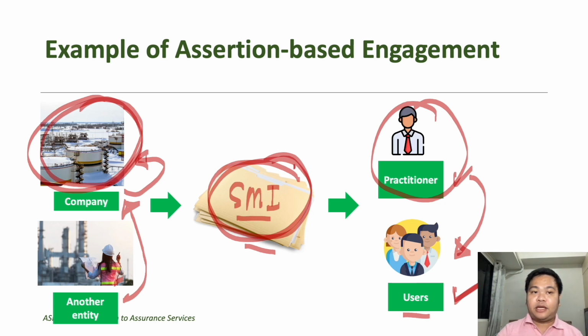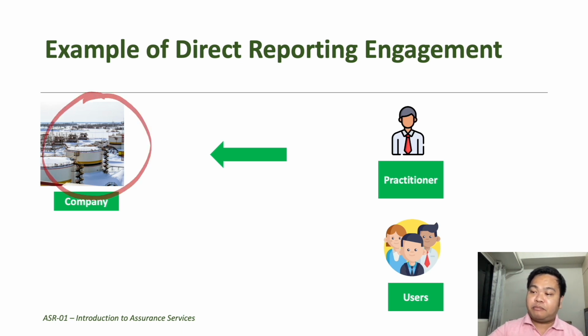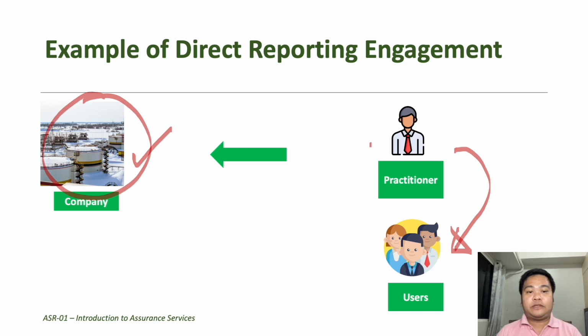Okay? Now, in a direct reporting engagement, the oil company, for example, will not measure their oil reserves and therefore will not release or issue any representation to the practitioner. So in that case, it will be the practitioner who will directly measure or evaluate the oil reserves of the company and issue an assurance report to the interested users. So that's why it's called direct engagement.